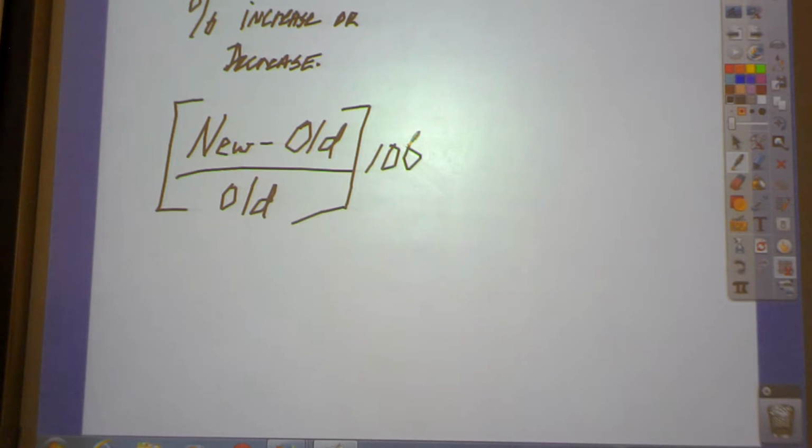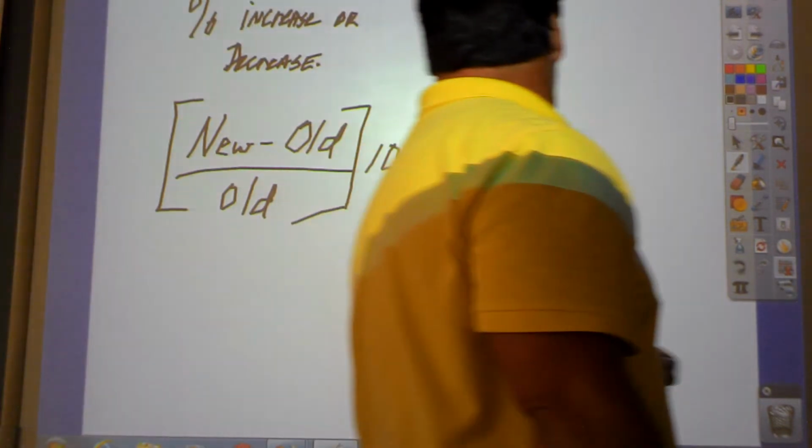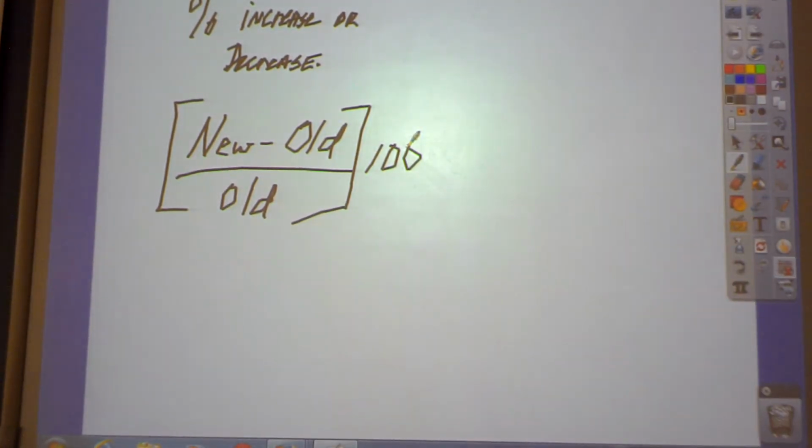Now, let me ask you something. I just said percentage increase and decrease, all right? What do you think the answer is if it comes out to be positive? Increase. I have students ask this: how do you know if it's an increase or a decrease? Well, if it comes out to be positive, it's an increase. If it comes out to be negative, it's a decrease. There you go. Wait, is that divided by 100? No, it's multiplied. Sorry. Pay attention.